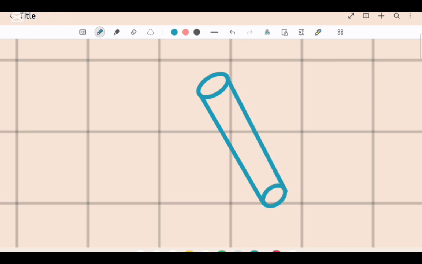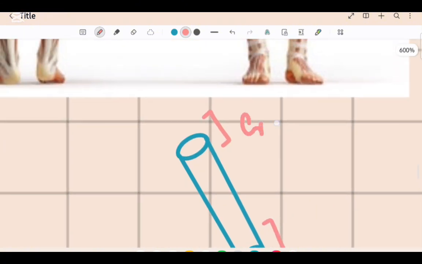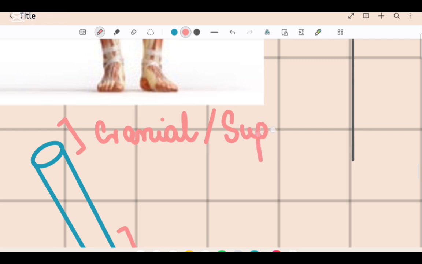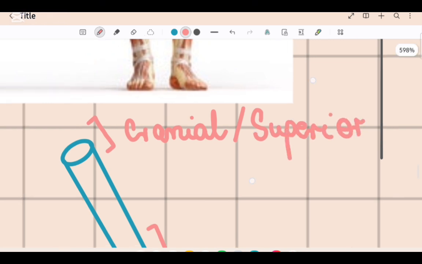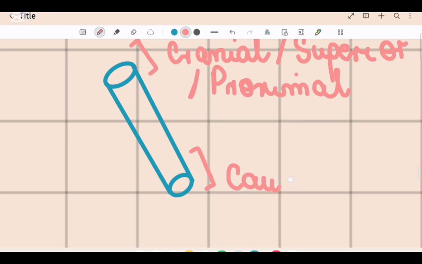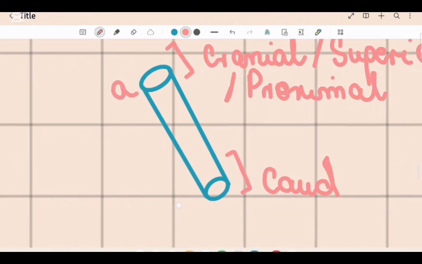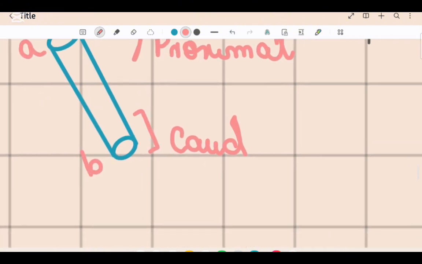Okay, so this part is above this part. So that will be your cranial part of that stick. That is your superior part of the stick. That is your proximal part of the stick. And this part is basically below this, like start A, and this part is the B. So B is basically below the A, so you can call it the caudal part, or the distal part, or the inferior part.